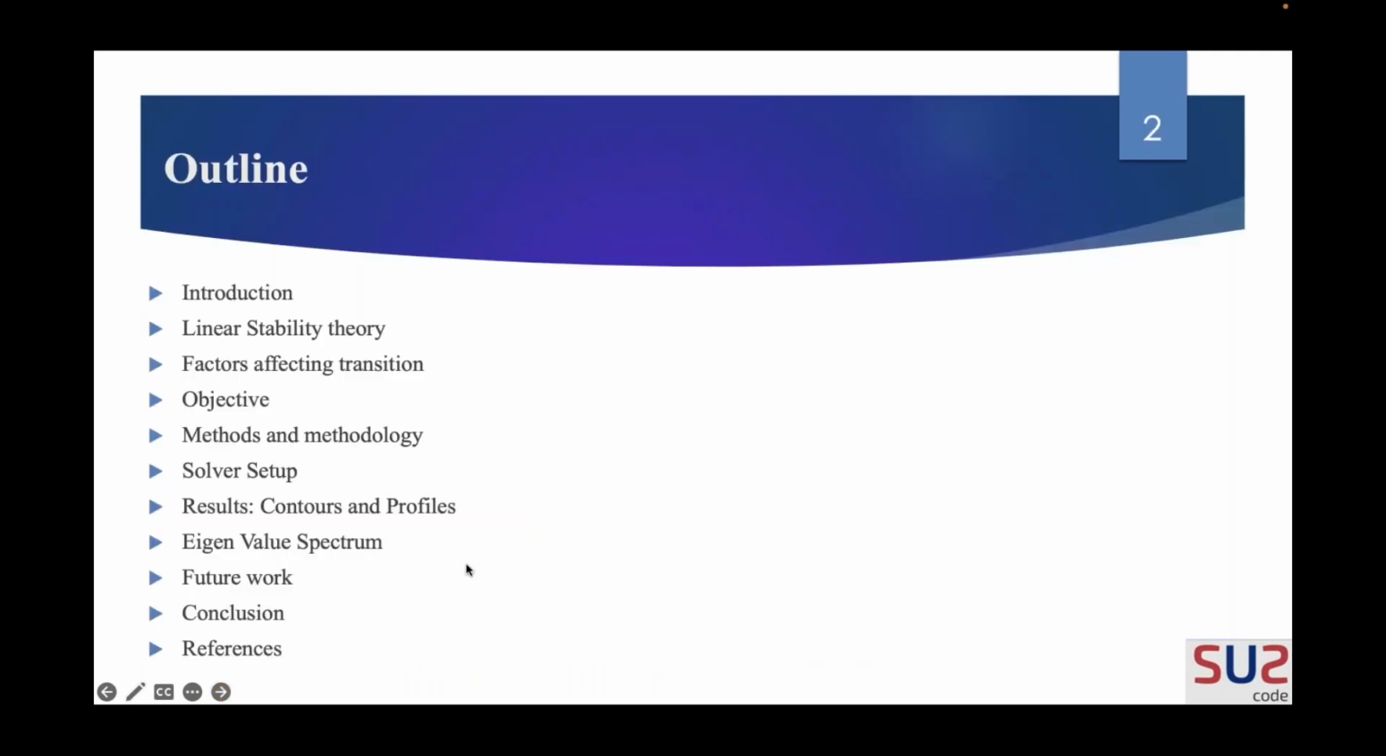This is the outline for the presentation. We would be starting with introduction of the linear stability theory and the factors affecting it. Later, we would move on to the methods and the softwares which are used, followed by the solver setup, and then we would focus on the results, that is contours, the profiles, and the eigenvalue spectrum. We would conclude the session with future work, a conclusion, and references.